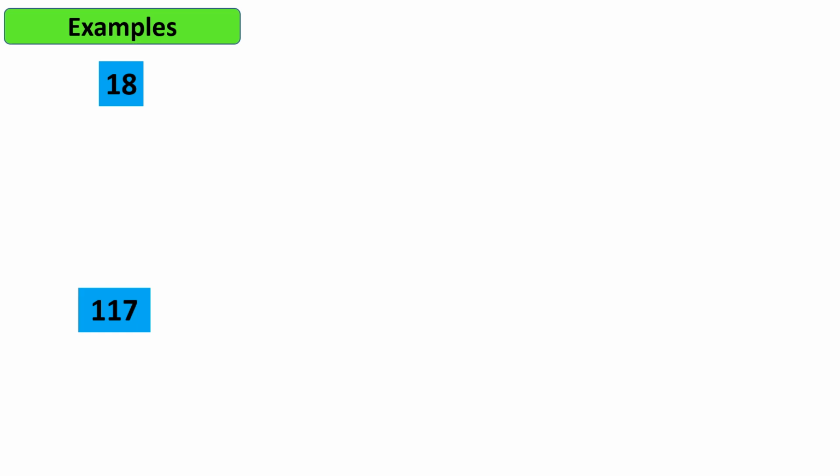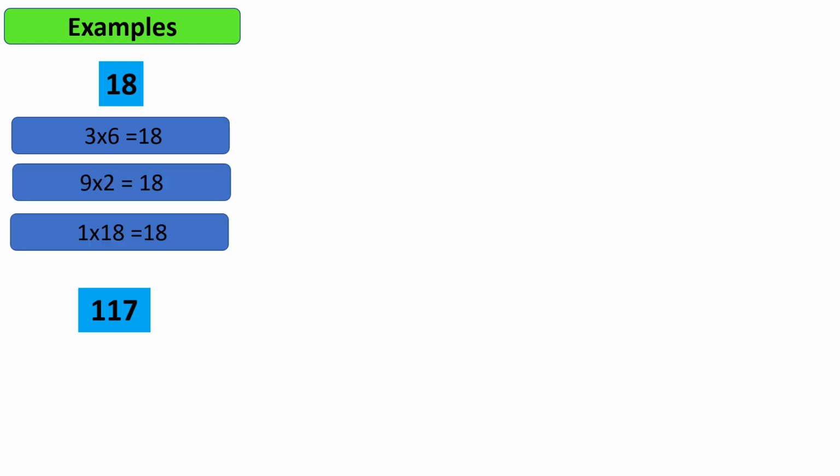So let's take some examples. Say 18. How can I write this 18? I can write 18 as 3 times 6, 9 times 2, and 1 times 18. That means when I divide 18 by 3 or by 6, I will get remainder 0. Or when I divide 18 by either 9 or 2, I will get remainder 0. Or if I divide 18 by 1 or 18 itself, I will get the remainder 0.